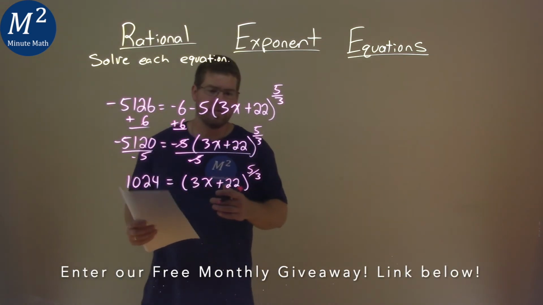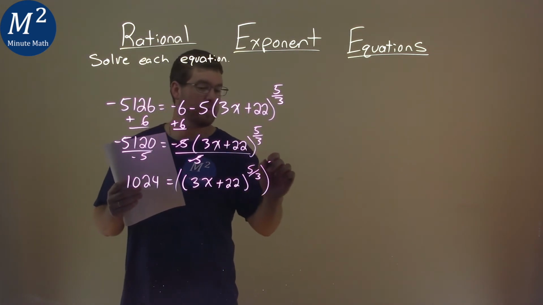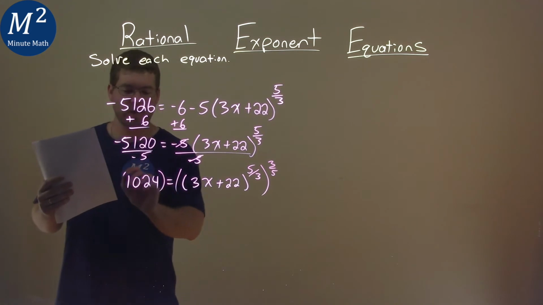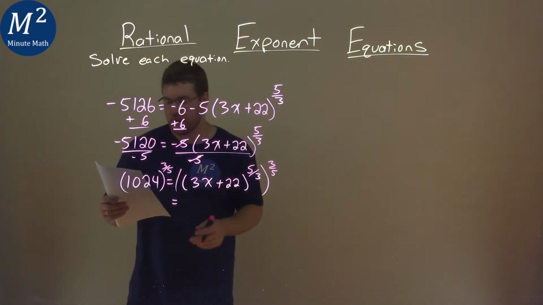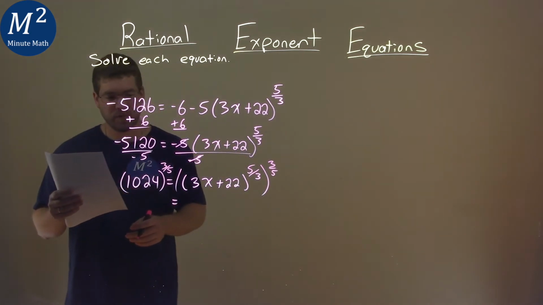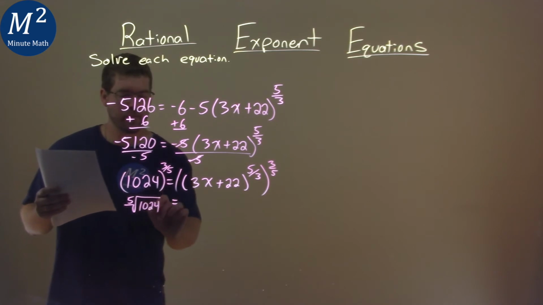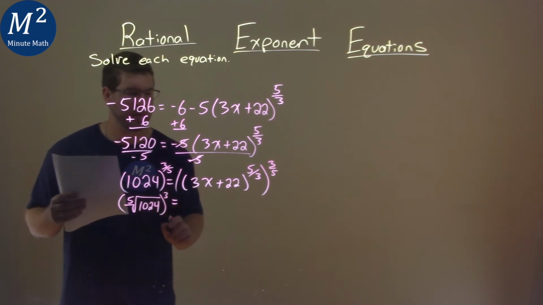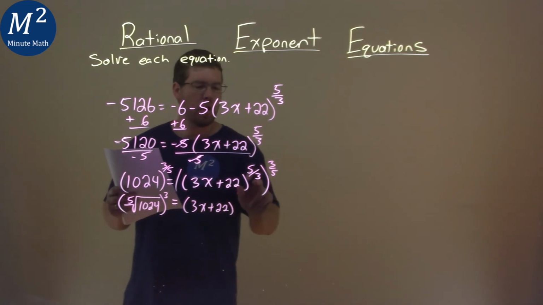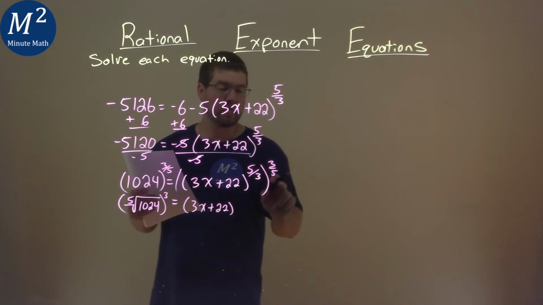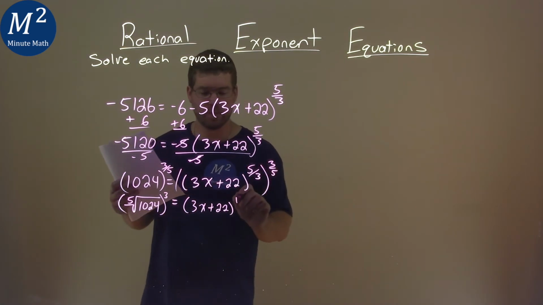Now we have to use our rule of exponents. If we raise something to the 5/3 power, if we take all of that and raise it to the 3/5 power, we're going to eliminate that exponent. So the left-hand side, 1024 to the 3/5 power is the same as the 5th root of 1024, all to the 3rd power. The right-hand side, the 3x plus 22, our rules here state that we just multiply the exponents and we set it up so it equals 1.